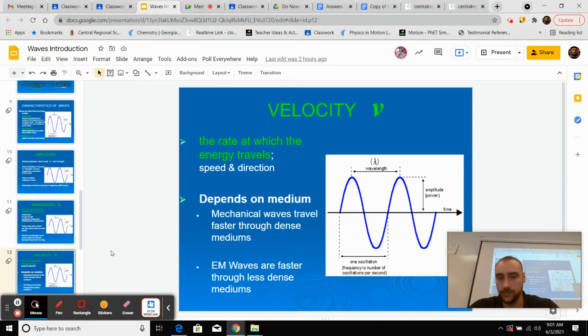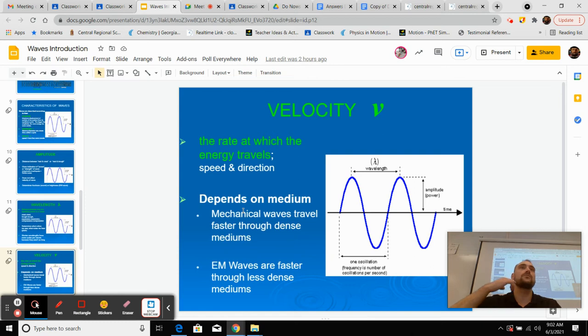Next one. Okay, velocity, the rate at which this energy travels, speed and direction, depends on the medium. So for mechanical waves, they are going to travel faster in more dense mediums. So if you tried hearing a boat in the ocean with the motor going, you would be able to hear it underwater first before you would be able to hear it on land. It travels faster. So the more dense the medium, the faster it travels.